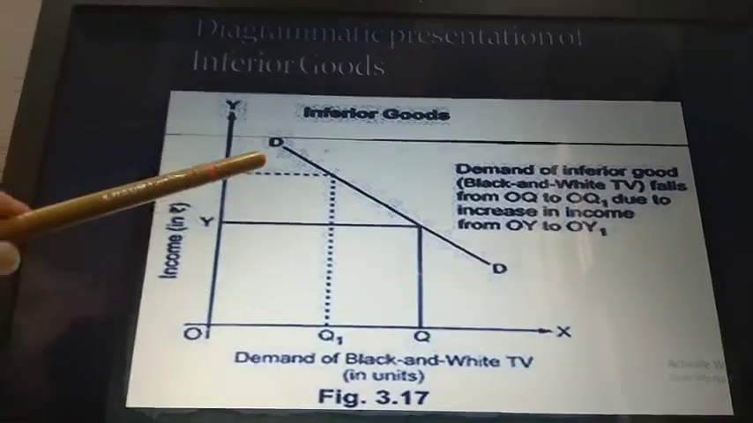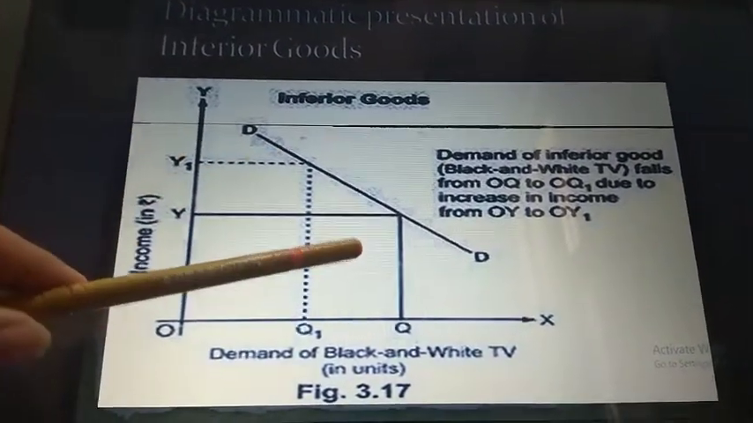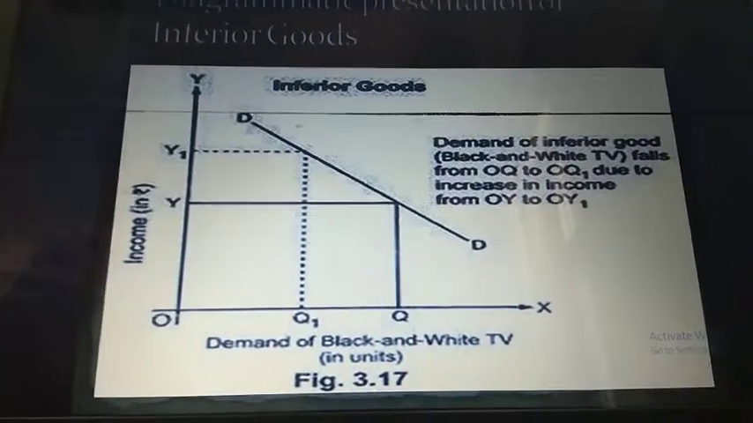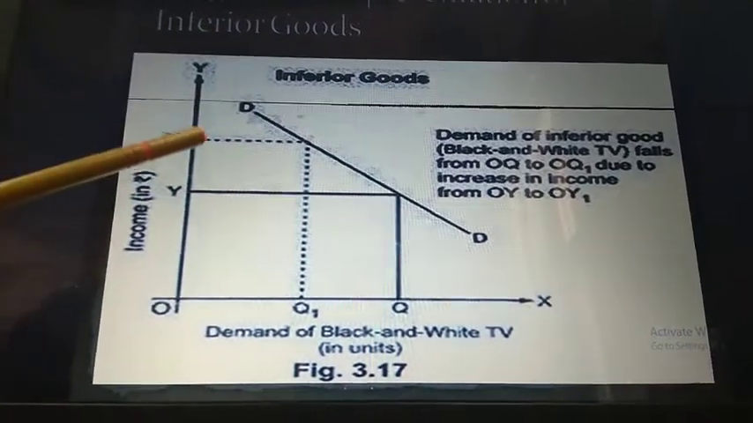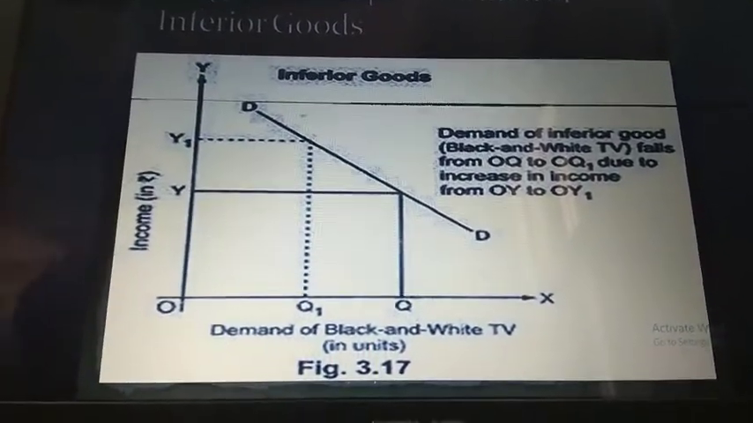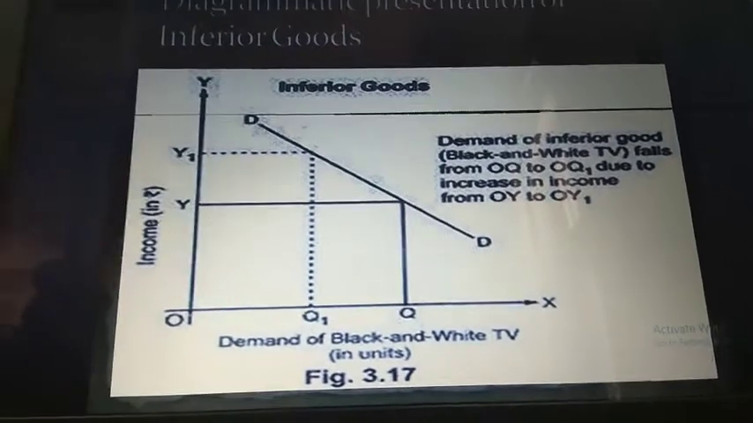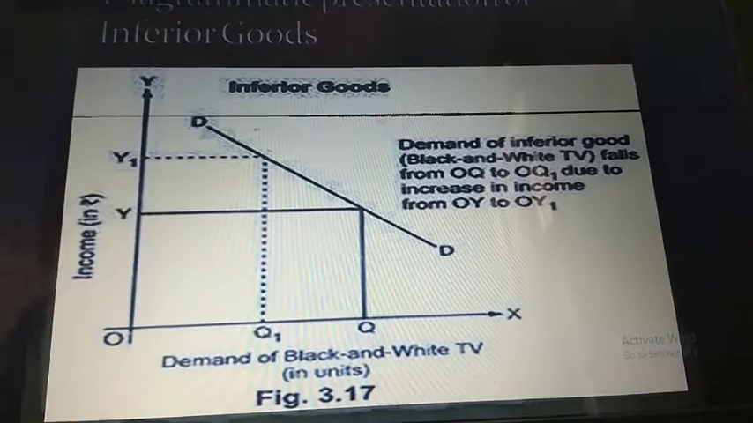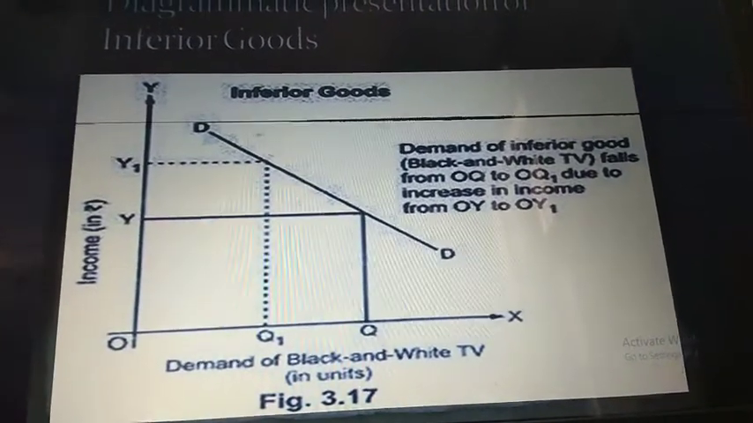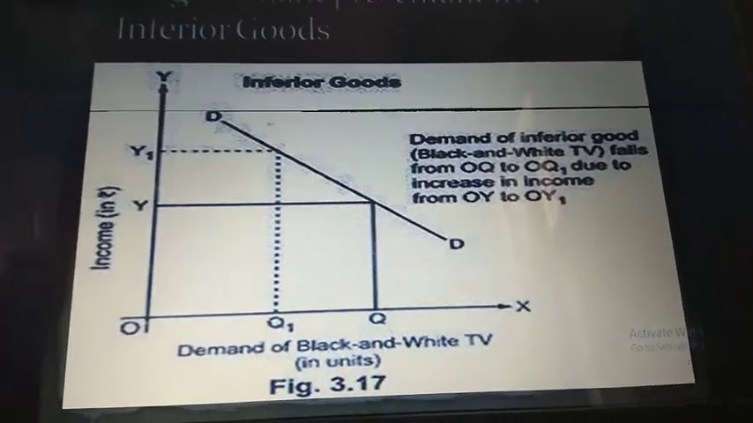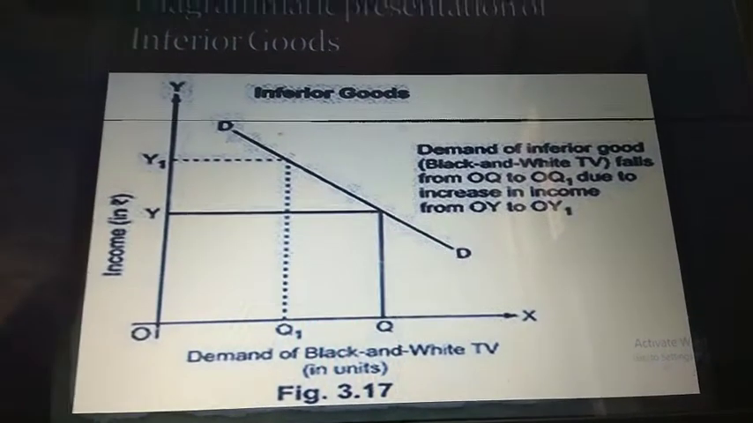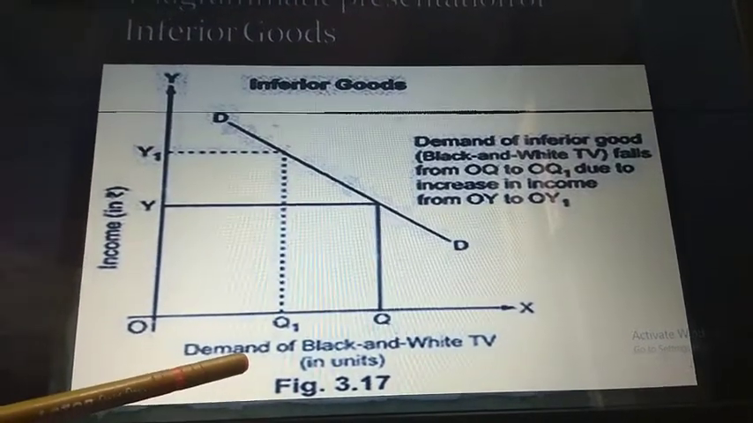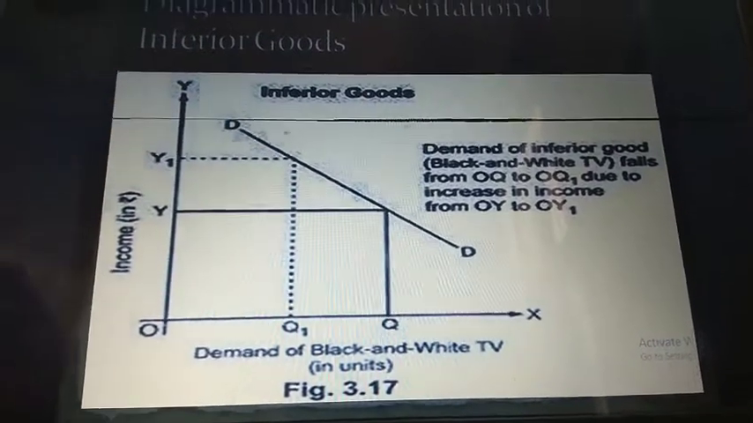If the income of the consumer rises, what happens to the demand of black and white television? The demand of black and white television falls, because when the income of the consumer rises, he starts demanding more of normal good and less of inferior good. On the other hand, if the income of the consumer decreases or falls, he demands less of normal good and more of inferior good.